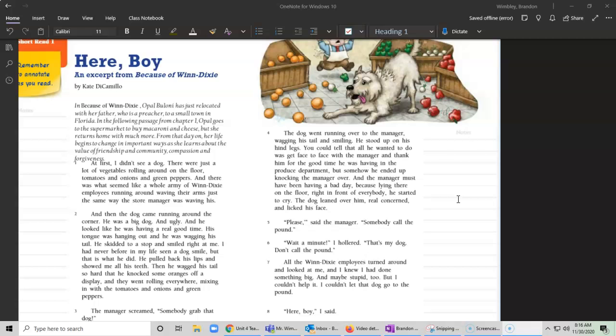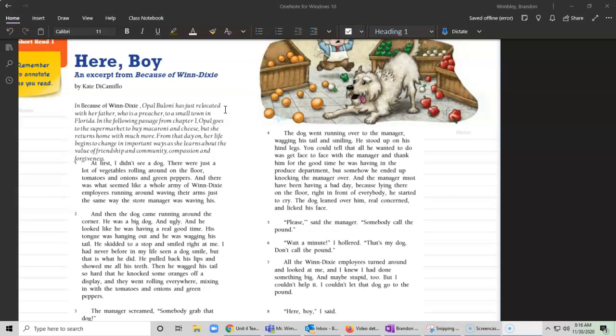In Because of Winn-Dixie, Opal Bulani has just relocated with their father, who is a preacher, to a small town in Florida. In the following passage from chapter 1, Opal goes to the supermarket to buy macaroni and cheese, but she returns home with much more. From that day on, her life begins to change in important ways as she learns about the value of friendship and community, compassion and forgiveness.